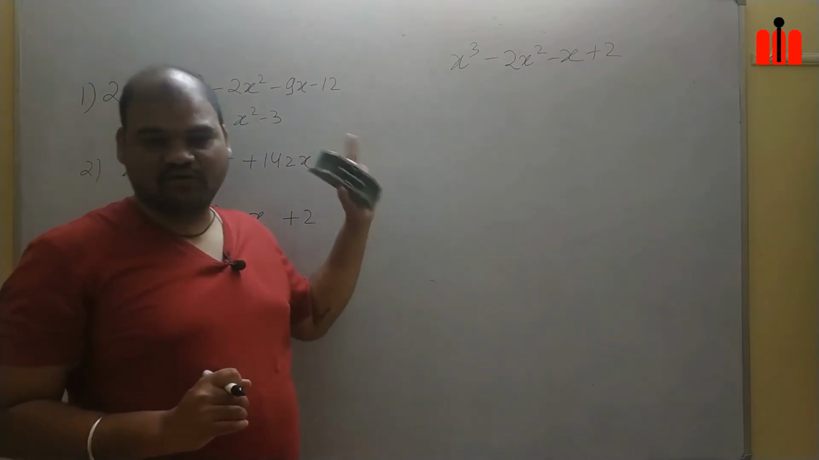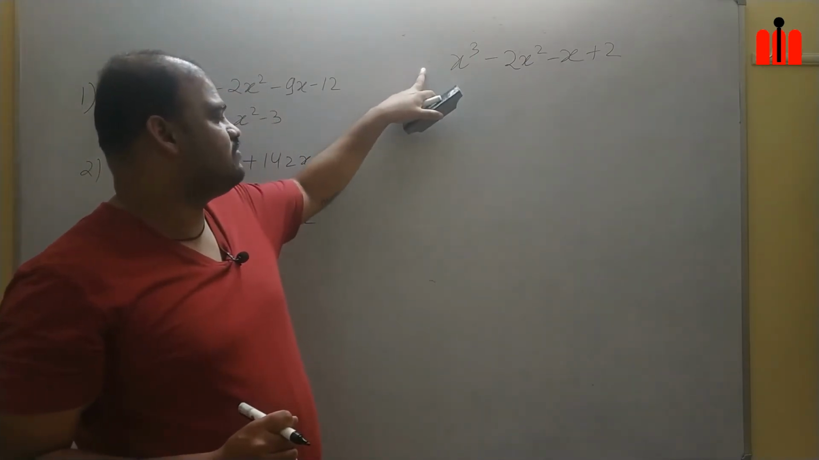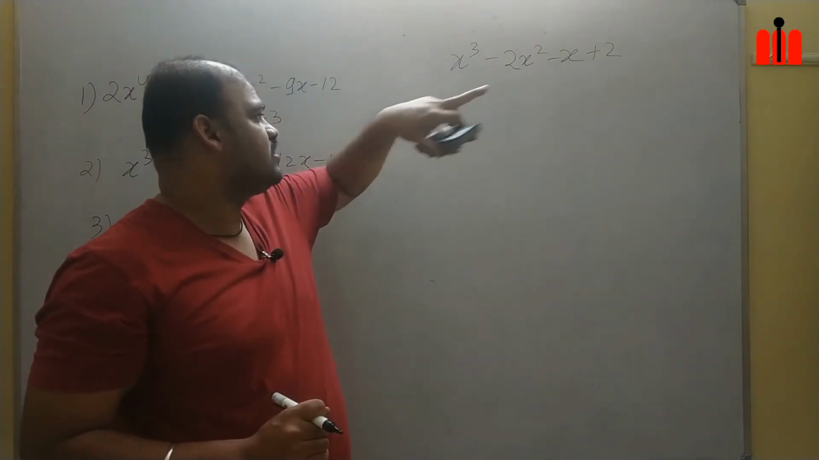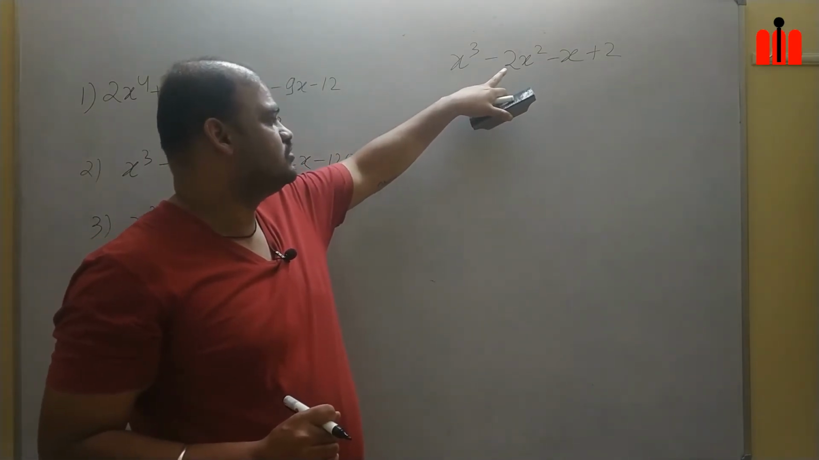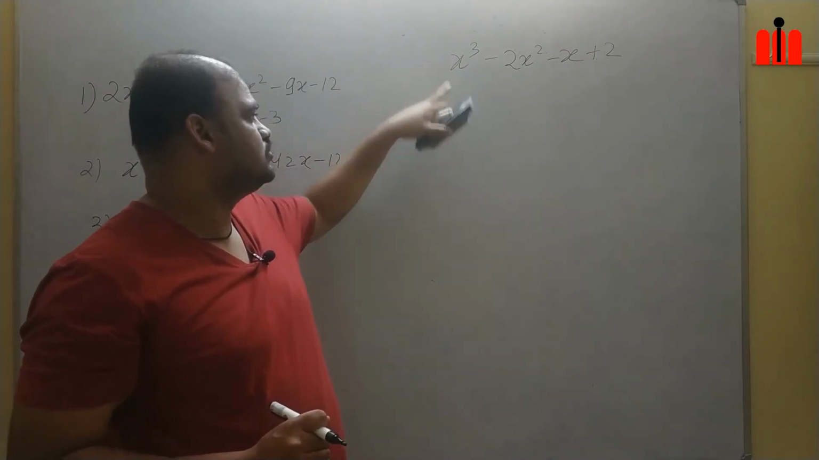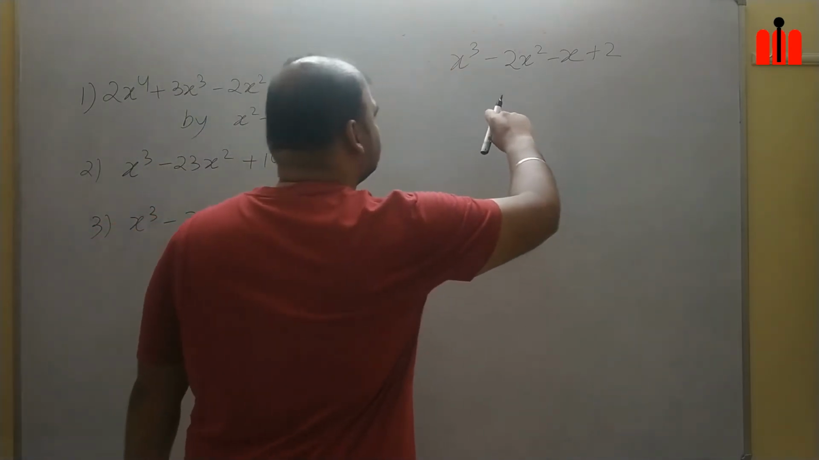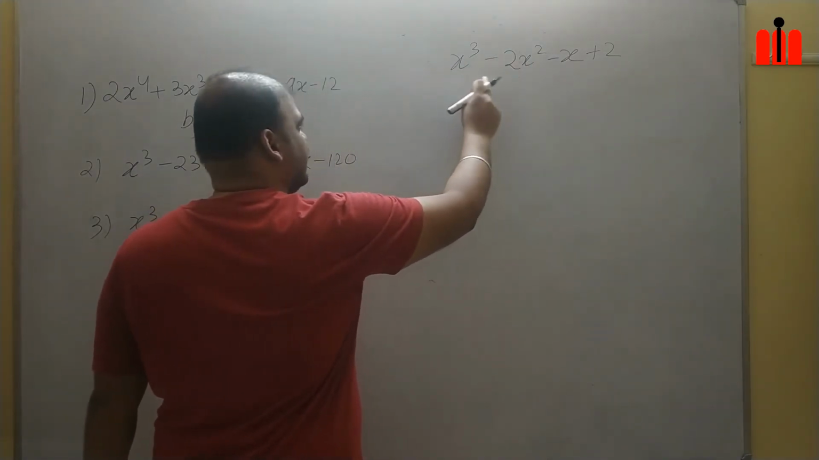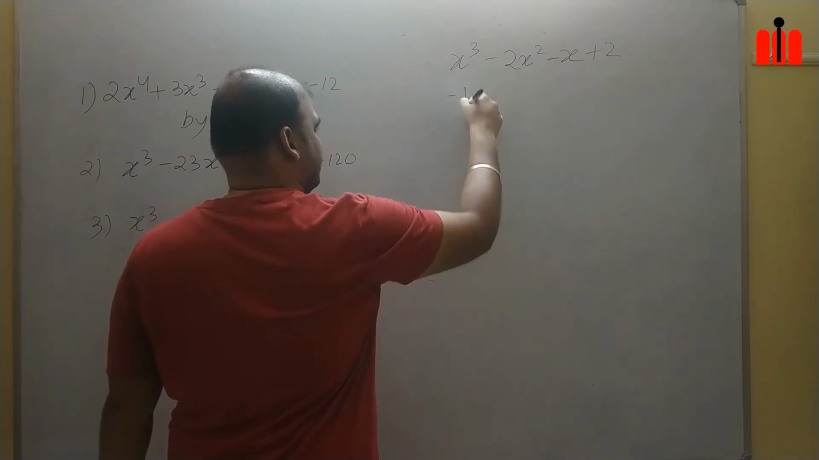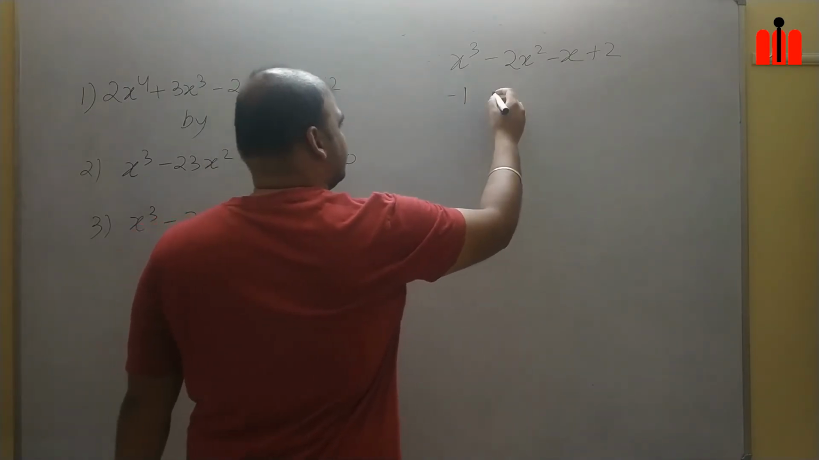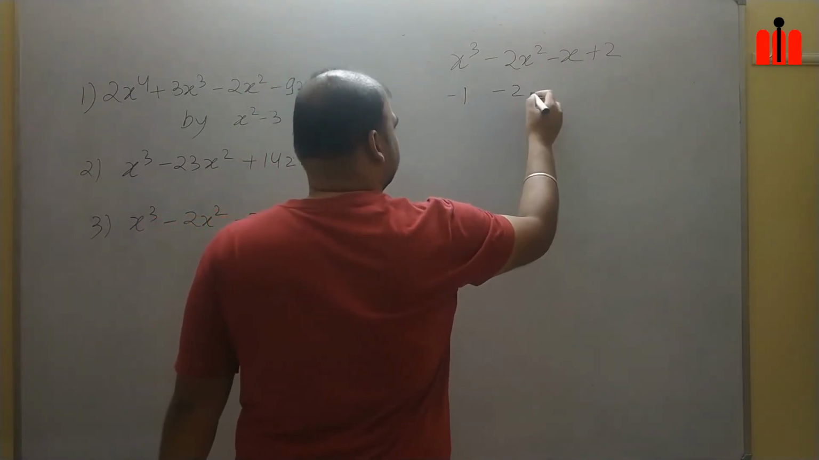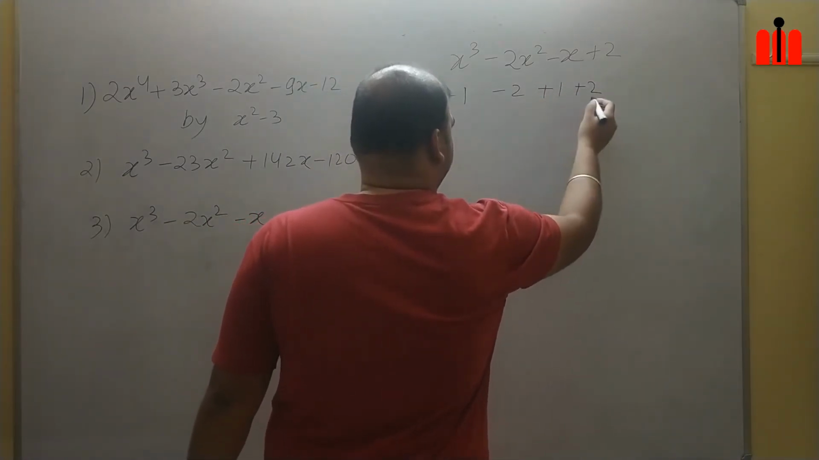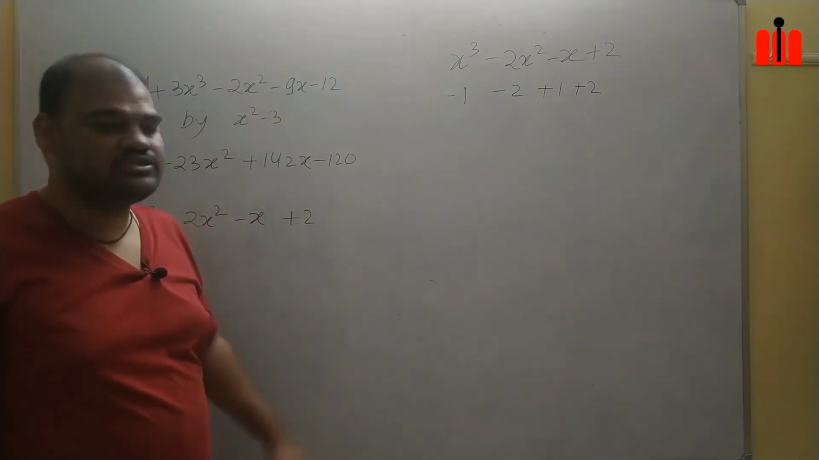After that I will put x equal to minus 1. If I put x equal to minus 1, this will be minus 1, this will be plus 1, and this will be minus 2. Minus 2, and here x equal to minus 1 means minus 1 cube, it will become minus 1, it will become minus 2, and it will become plus 1, and it will become plus 2. So minus 3 plus 3, so this will become 0.